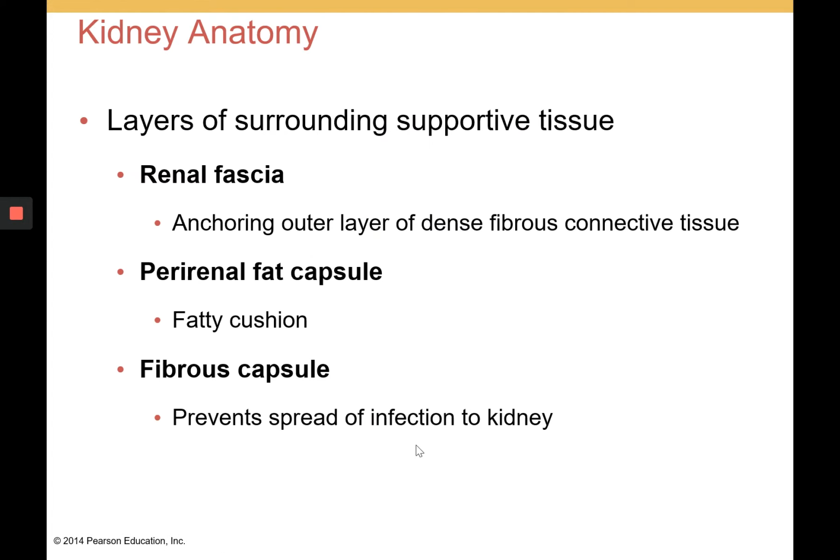If we're looking at the external anatomy of the kidney, we see that there are 3 layers of supportive tissue surrounding the kidney itself. Surrounding the renal cortex is the fibrous capsule, and it prevents the spread of infection to the kidney. Outside of the fibrous capsule is a fatty cushion called the perirenal fat capsule, and then there's the renal fascia that anchors the kidney in place against that dorsal body wall of the abdominal pelvic cavity. So the renal fascia is dense fibrous connective tissue, and it holds the kidneys in place.